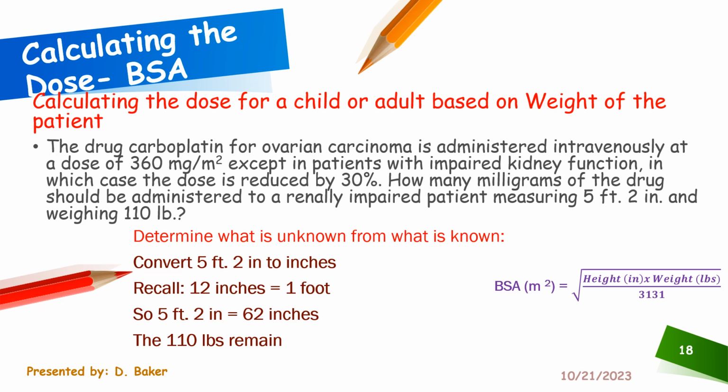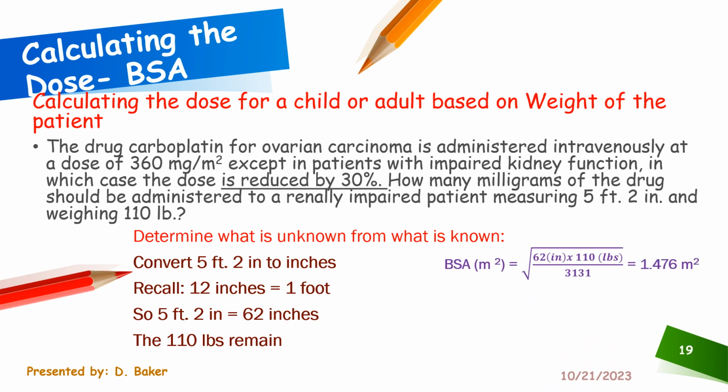Pounds is already an imperial measurement, so based on the equation, we'll just leave that as is. Once you do that calculation, the body surface area that you'll get for this patient would be 1.476 meters squared. Use that to calculate the dose.